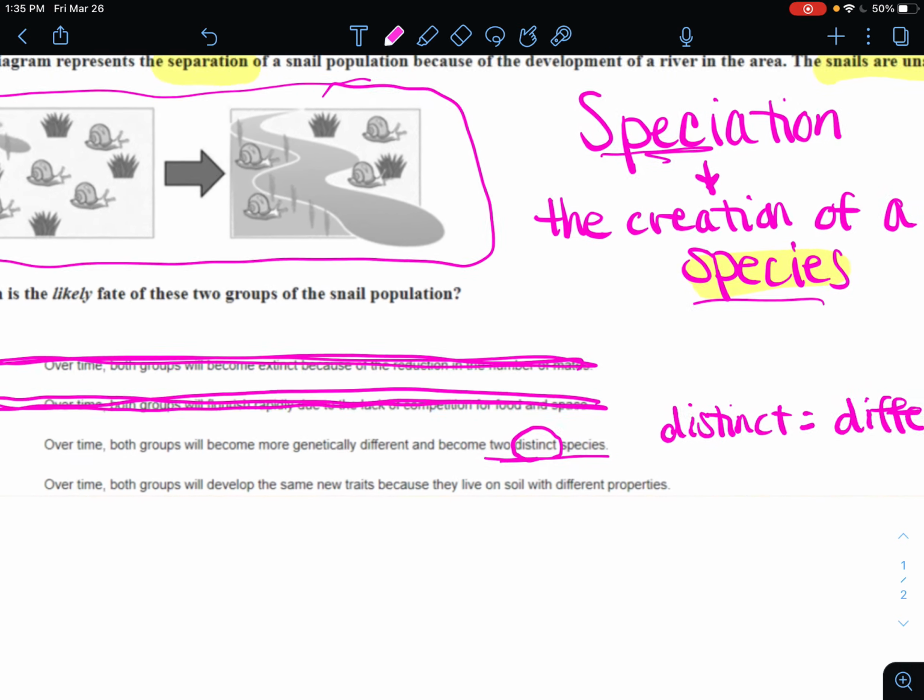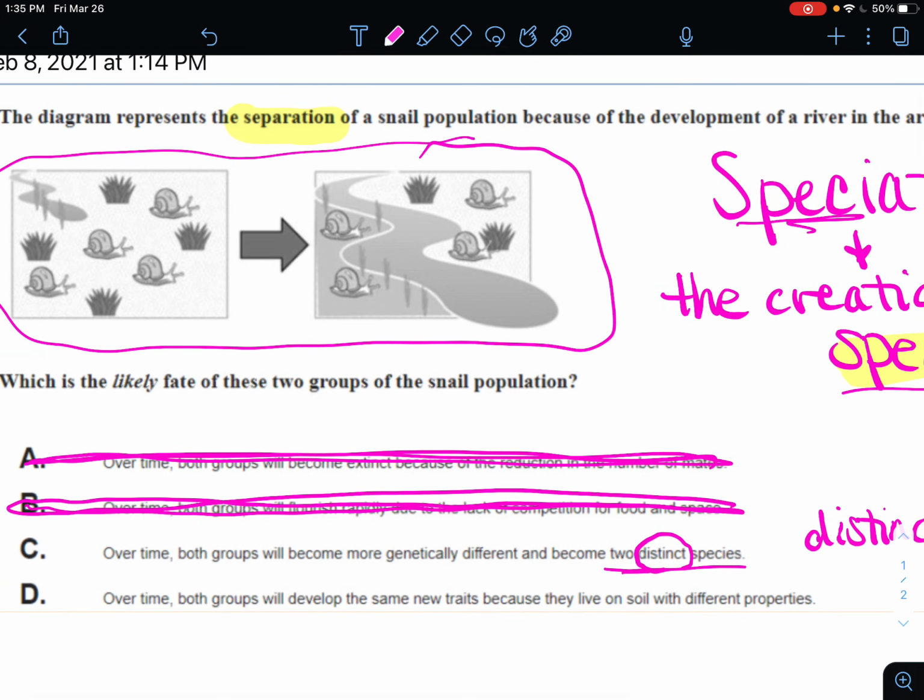So here over time, since these snails are reproducing with each other and these snails are reproducing with each other, I'm going to change them to green. Their genes are being swapped and passed down to the next generation of snails, and their genes over here are being swapped and passed down to the next generation of snails. But again, since they're not crossing the river, it's not mixing together. So we are going to see over time these different populations grow more and more different until they are eventually a brand new, distinct species. So absolutely, I love choice C.